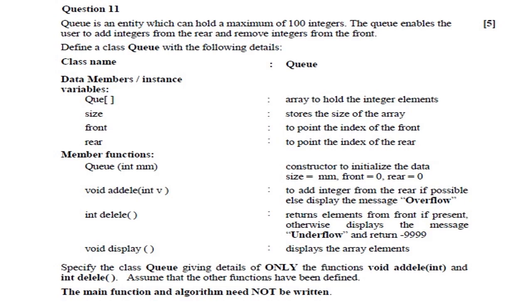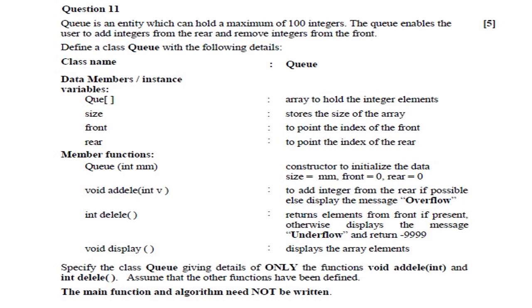Then a parameterized constructor and member functions. The constructor initializes data: size, front equals 0 and rear equals 0. Then the next function is to add an element, to add integers from the rear if possible, otherwise display an overflow message. The second is to delete an element, which returns the element from the front if present, otherwise displays the message underflow and returns -999. Then a function to display the array elements.